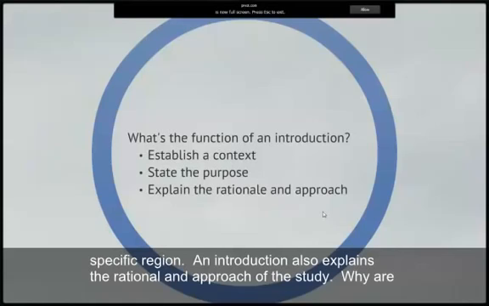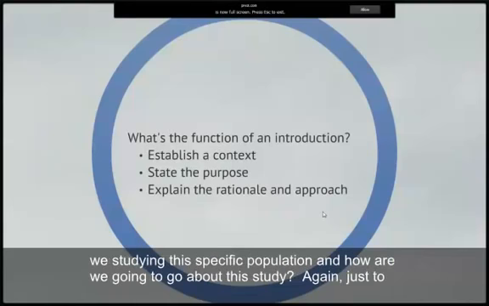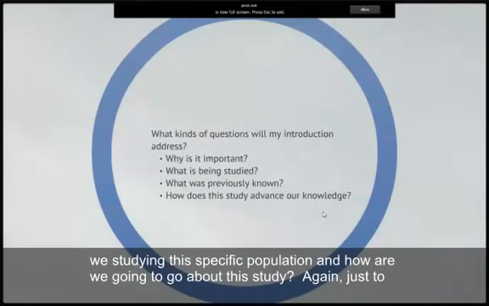An introduction also explains the rationale and approach of the study. Why are we studying this specific population? How are we going to go about this study?